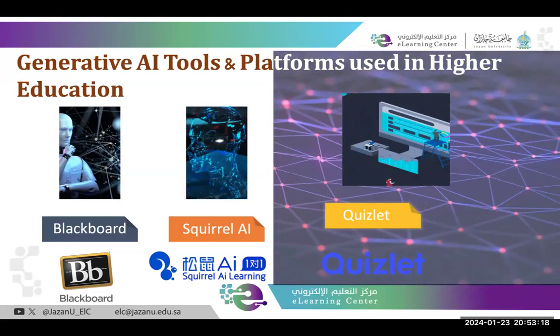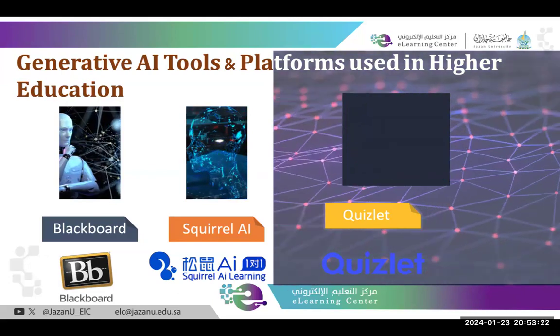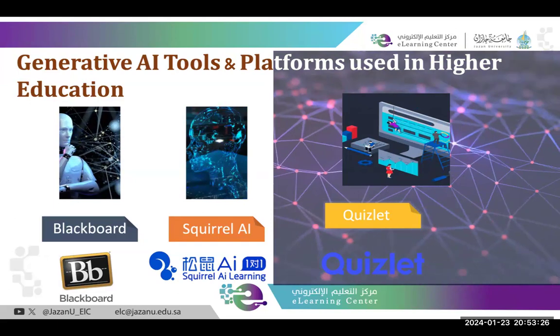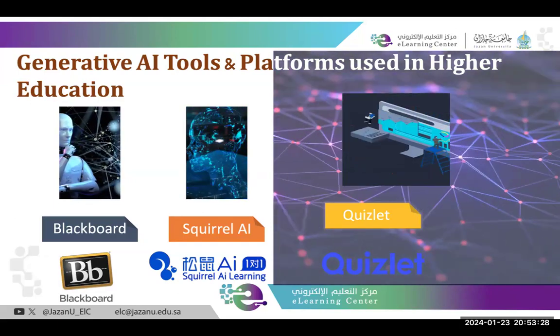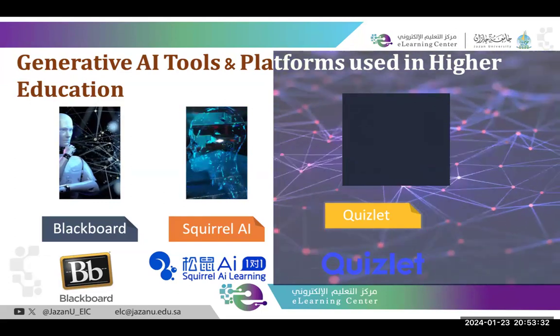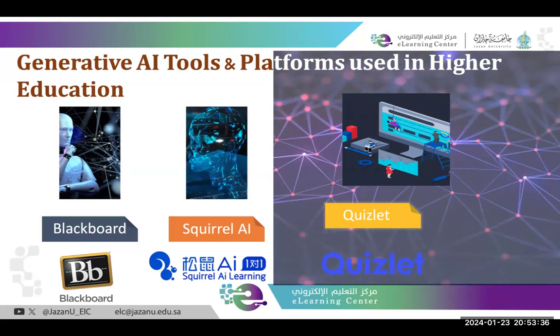Squirrel AI is an AI-driven tutoring system that personalizes the learning path for students based on their individual strengths and weaknesses. It can give you an idea about how a student can address their individual strengths and weaknesses side by side.